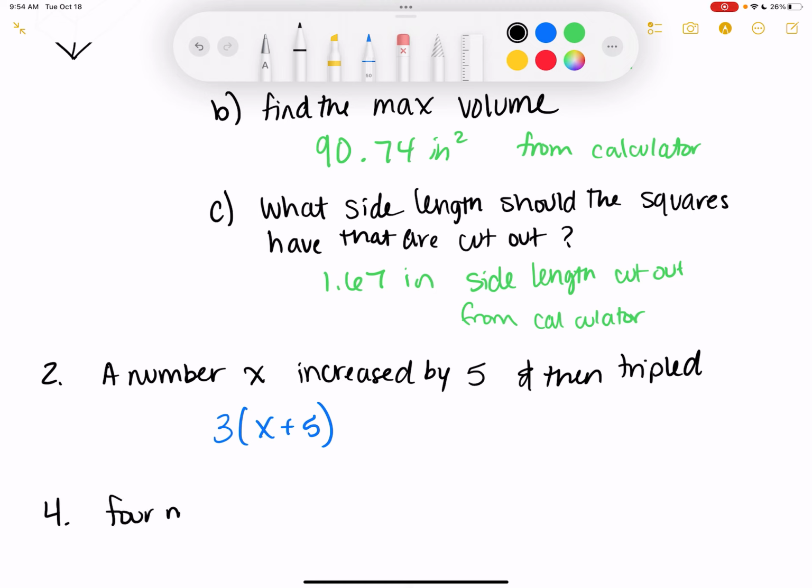4 more than 7 years ago than 5% of a number x. Oh, 7 years ago.